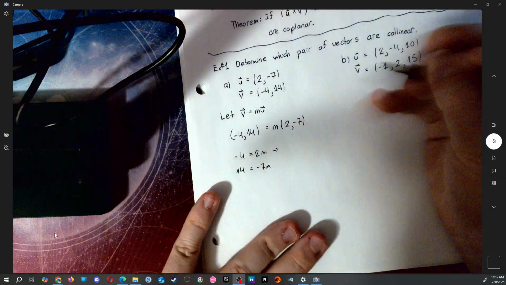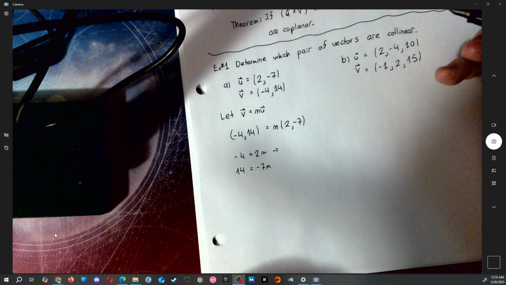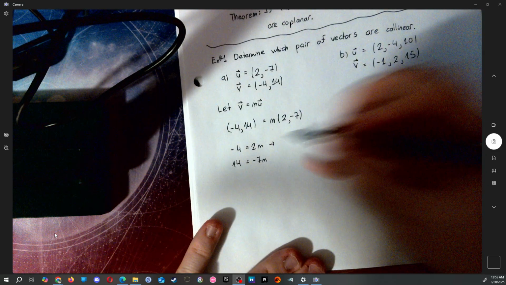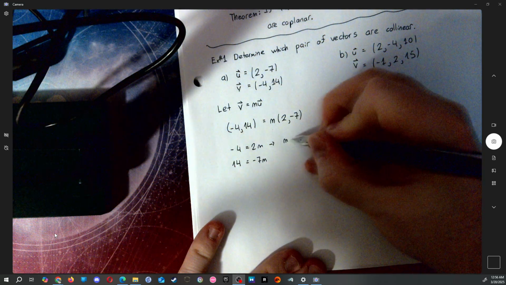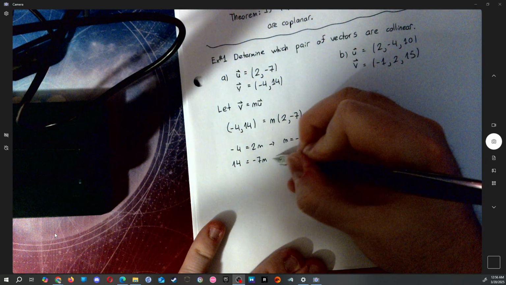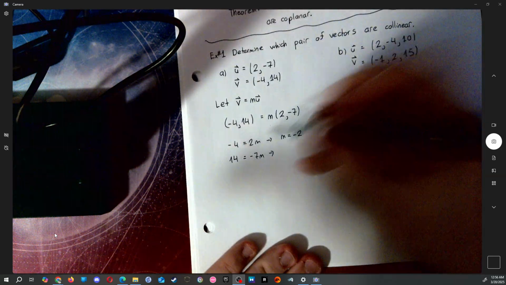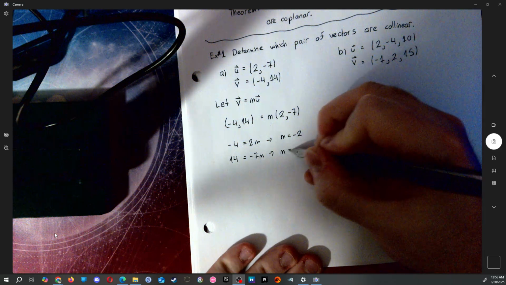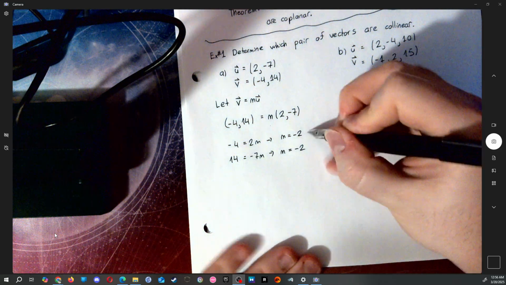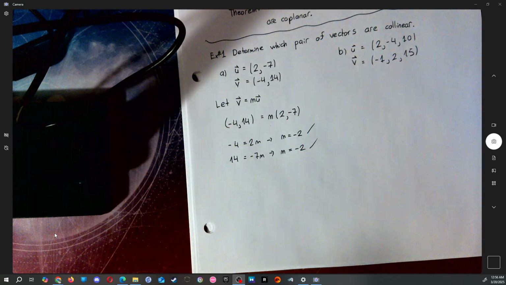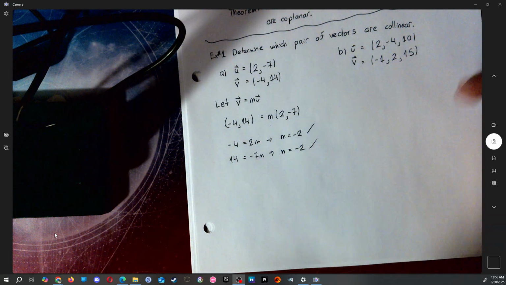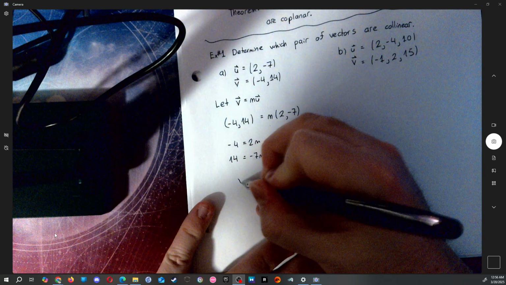So doing a little arrow over here on the side, obviously very straightforward. We just divide both sides by 2. So m would give me negative 2. And doing the exact same thing here, 14 divided by negative 7 would also yield a value of negative 2. So because those two have the same value, my m value is going to be negative 2.